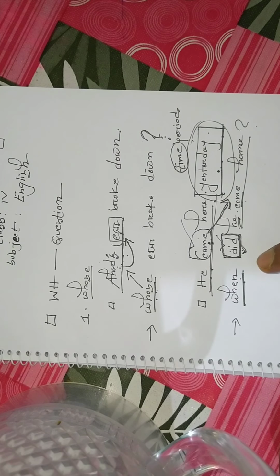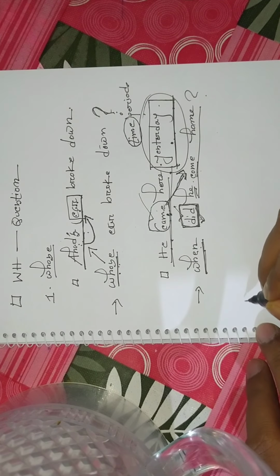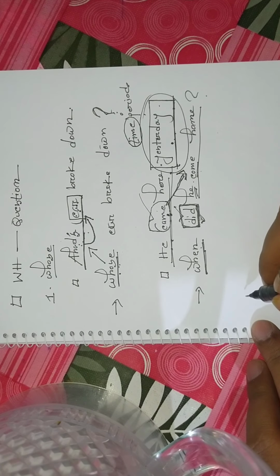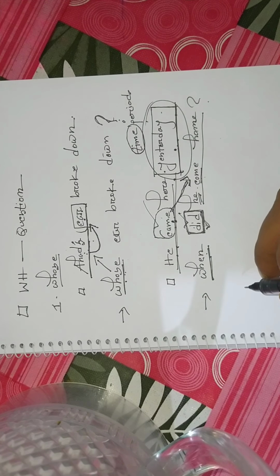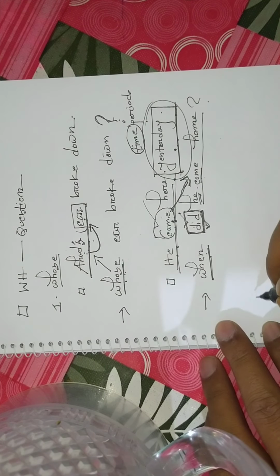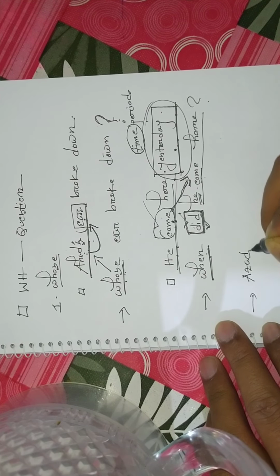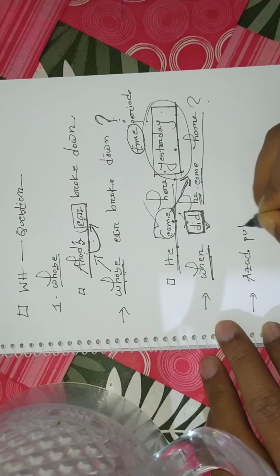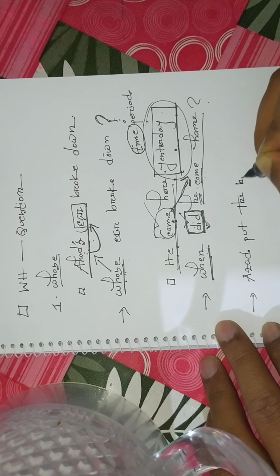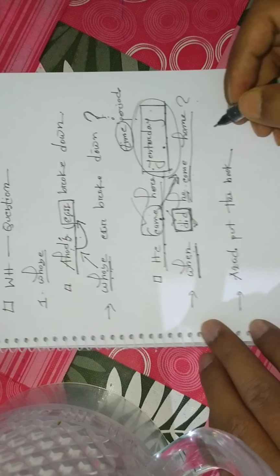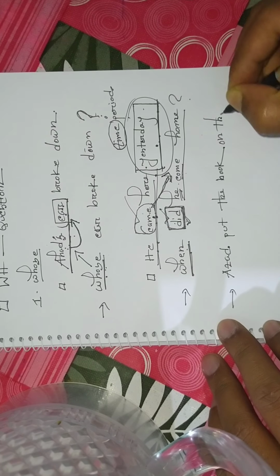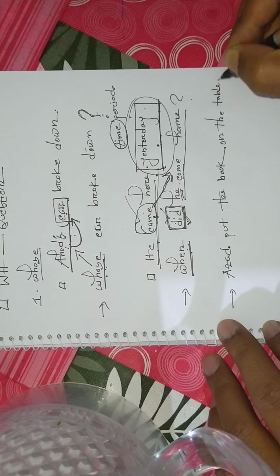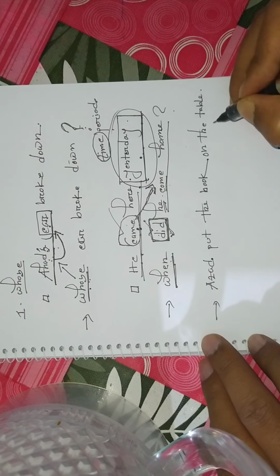Now I'm going to discuss another point. First of all, I'm going to write the statement first. If I write, "Azad put the book", "Azad put the book where?" "Azad put the book on the table." On the table. "Azad put the book on the table."